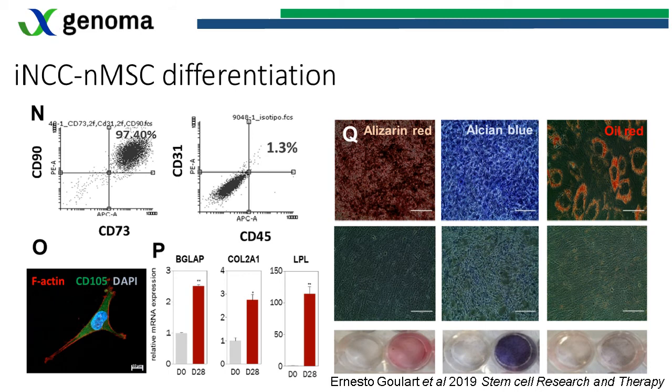And important osteogenic markers such as BGLAP, chondrogenic markers such as collagen 2A1, and adipogenic markers such as LPL are indeed expressed at the end of this differentiation process.